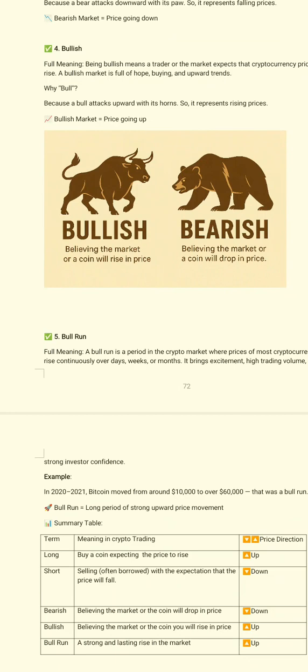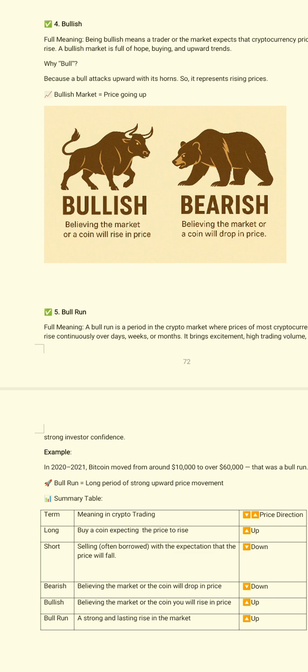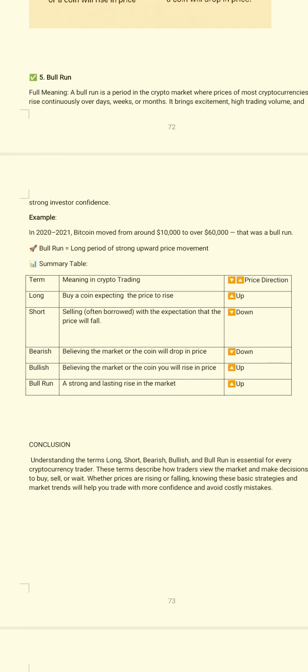Now, what is a bull run? What is the meaning of bull run? A bull run is a period in the crypto market where the prices of cryptocurrencies are going up. It will continue going up continuously over days, weeks, or months. So that is what you call a bull run. It will continue to go up like 5 days, 3 days, 1 week, 2 weeks, like 1 month. The price of the market will keep going up, up, up. We call it a bull run.